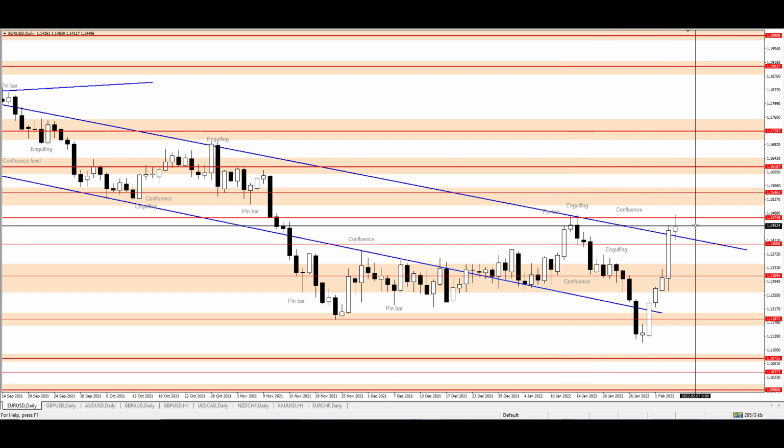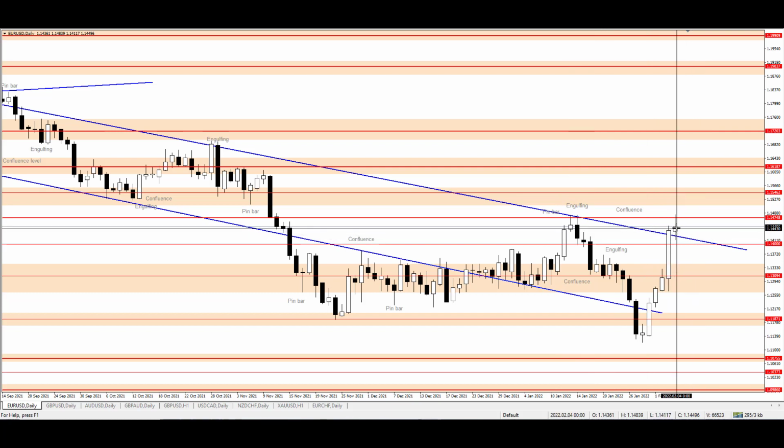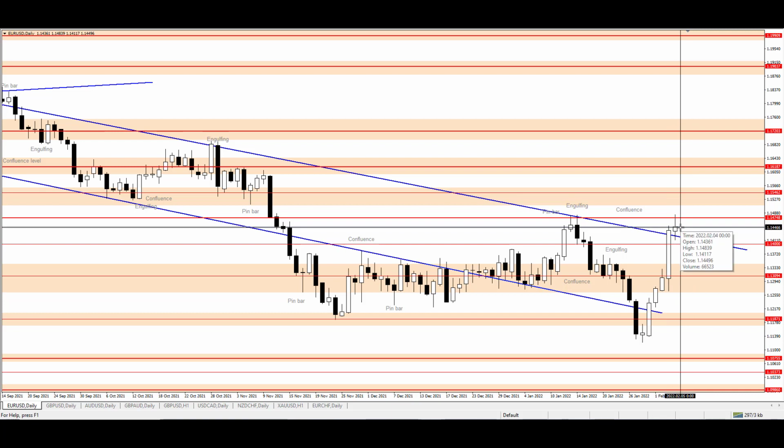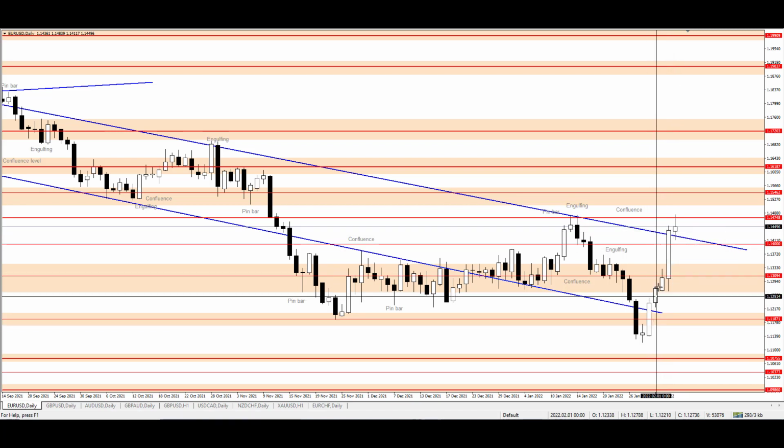On Friday we had the price moving a little bit above the 1.14748 resistance line, and then the price returning back down. It is also a Friday, when traders are moving out of the market to cash out their profit.